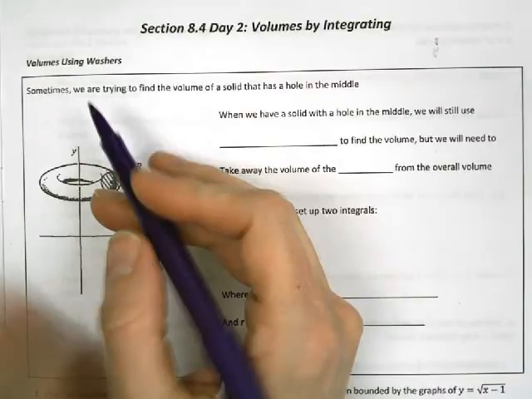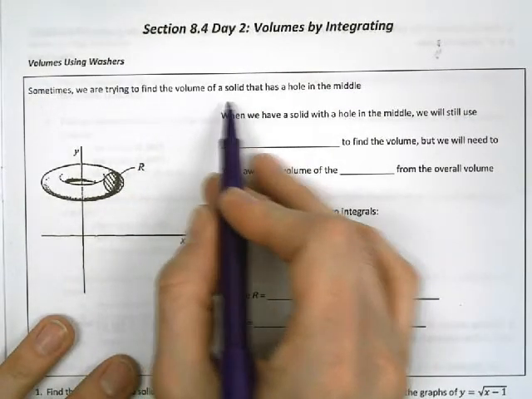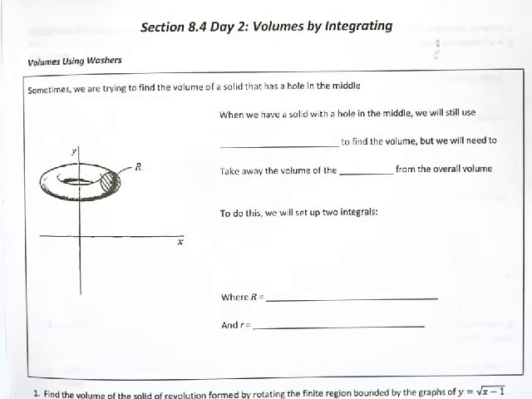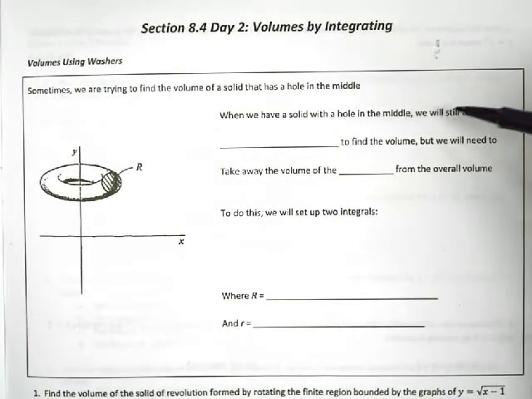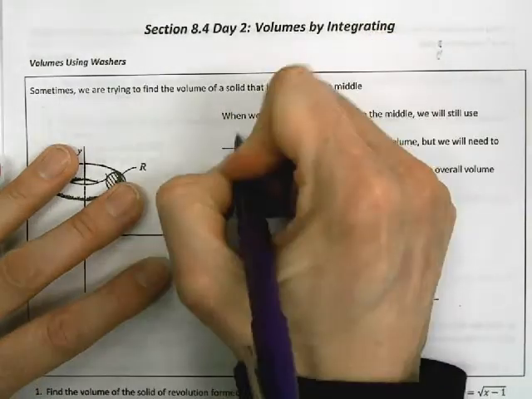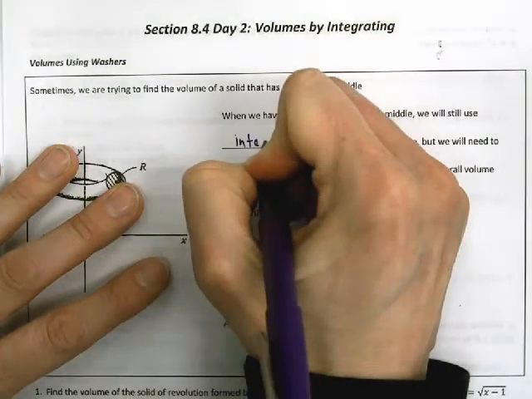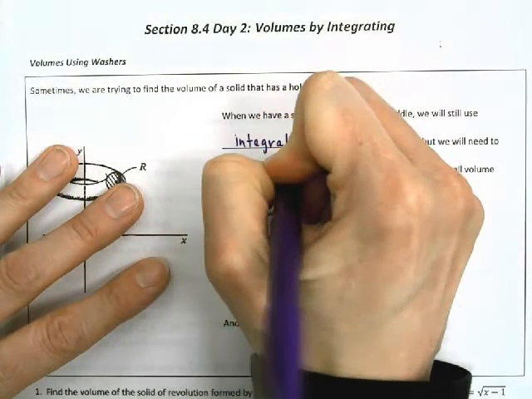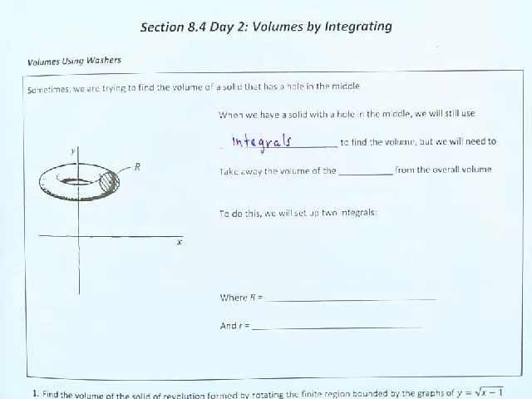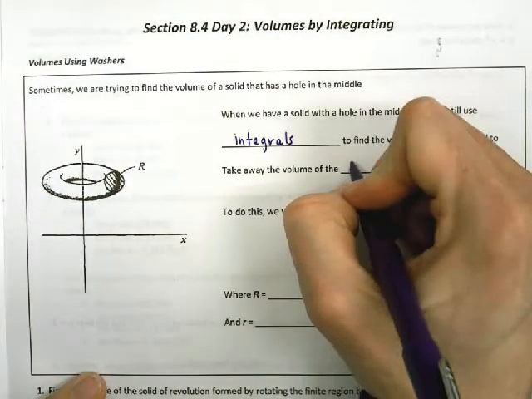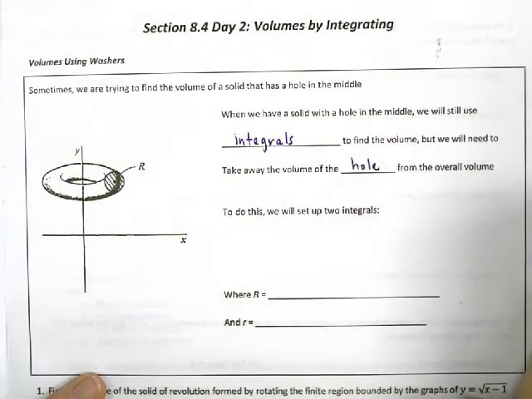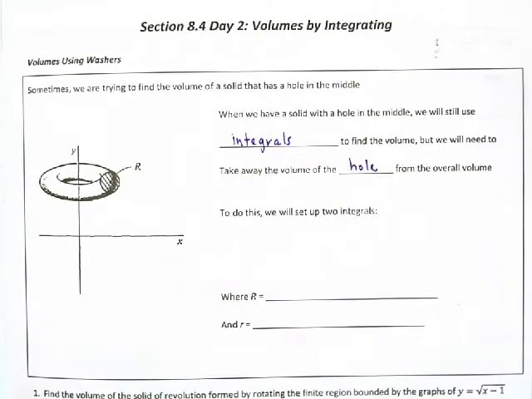So, just like it says, sometimes we're trying to find the volume of a solid that has a hole in the middle. So when we have a solid with a hole, we will still use integrals to find the volume, but we will need to take away the volume of the hole from the overall volume. So to do this, we're going to set up two integrals.